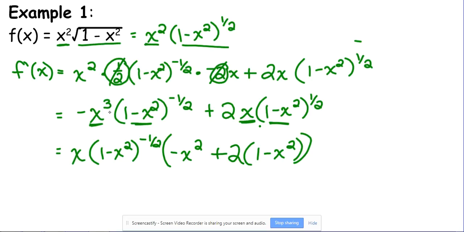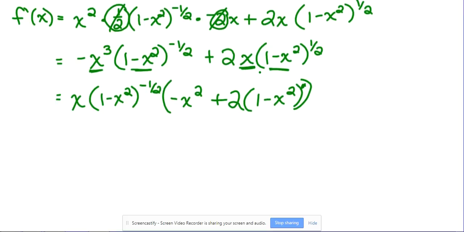X times negative x squared is negative x cubed. And of course, then we tack on this expression right here. Plus, x times 2 is 2x. 1 minus x squared to the negative 1/2 times 1 minus x squared to the first. Add those exponents. What do we get? Positive 1/2. So by doing that, what this allows us to do is really, we're going to combine some like terms in here big time. I'll deal with the negative exponent last, okay, because I want to get everything up here simplified first.